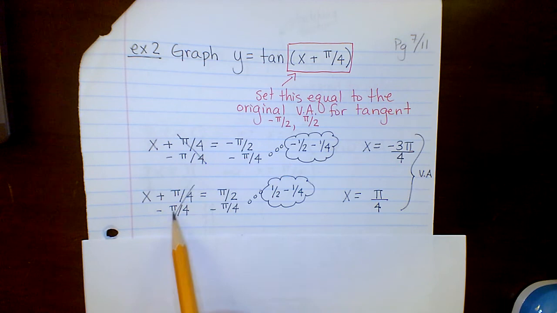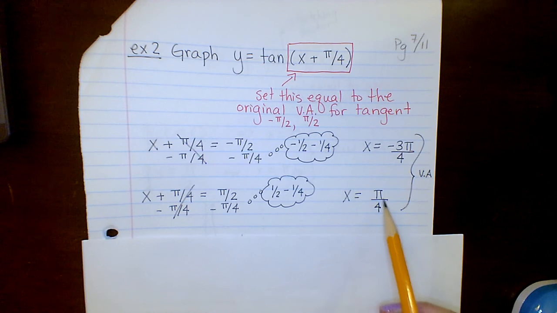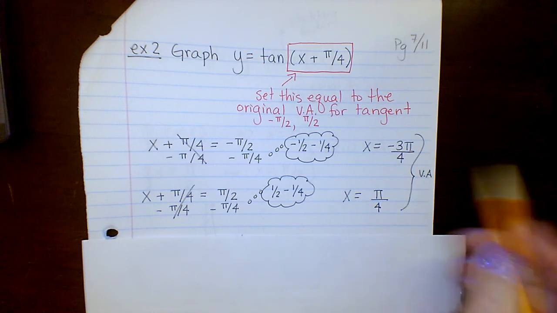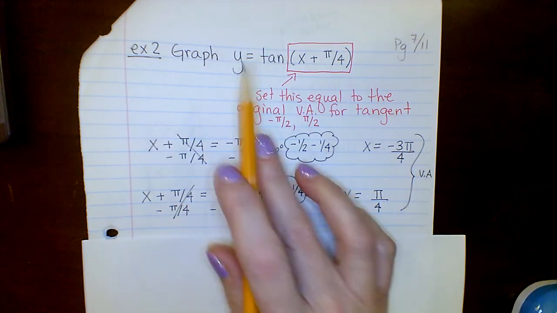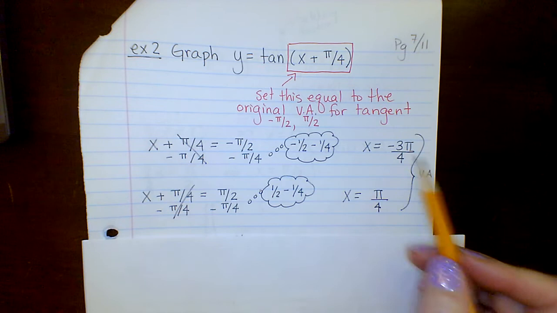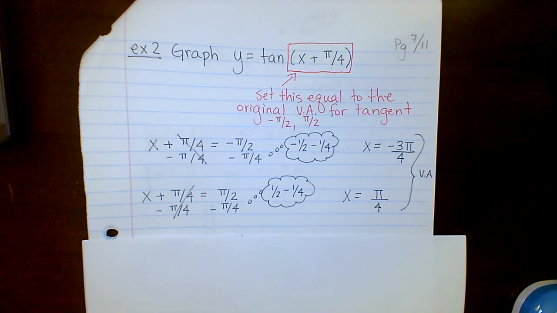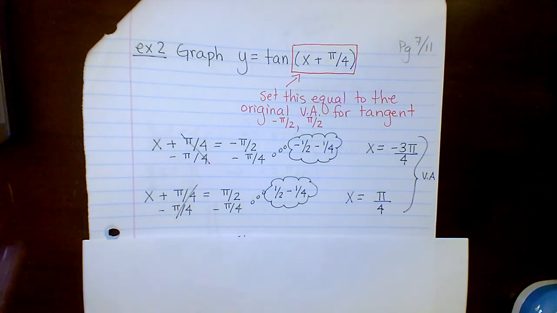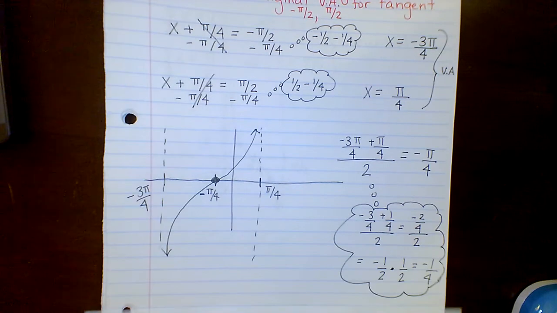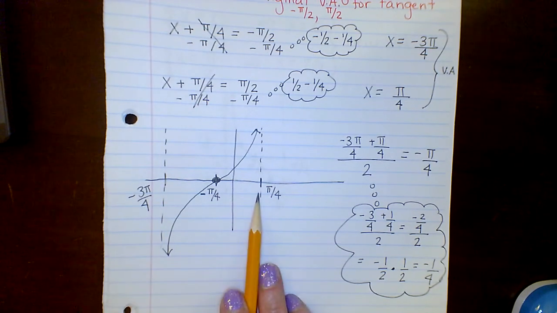Same thing over here. We subtract pi over 4 from both sides to solve this equation. This is 1/2 minus 1/4, which is 1/4. The pi is along for the ride. So my new vertical asymptotes for this equation are negative 3 pi over 4 and pi over 4. So let's graph those, and then we'll get everything else from that. So negative 3 pi over 4, pi over 4.